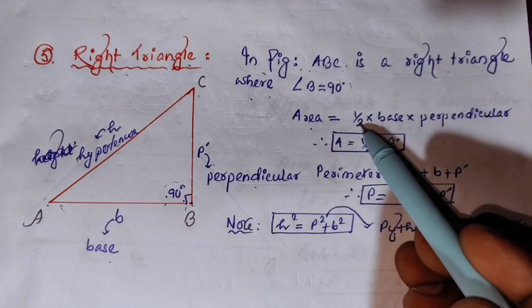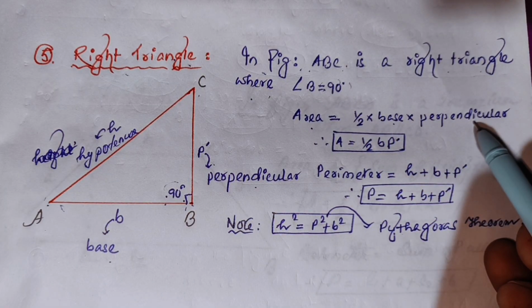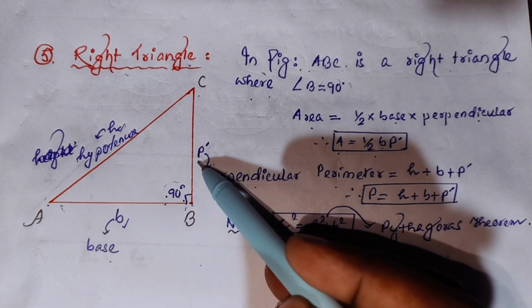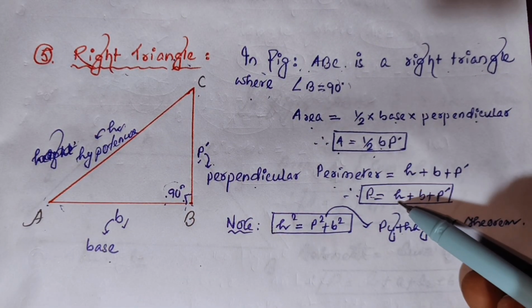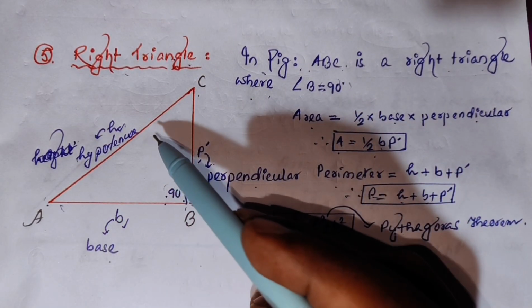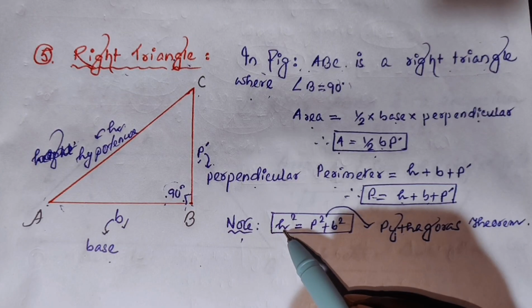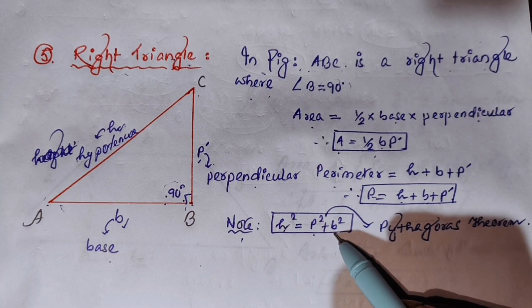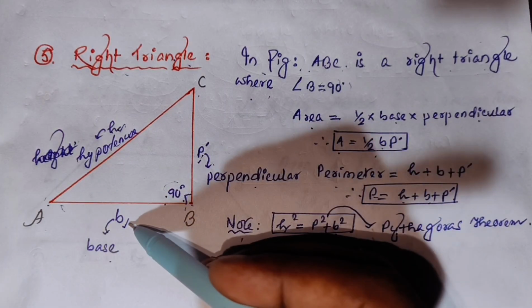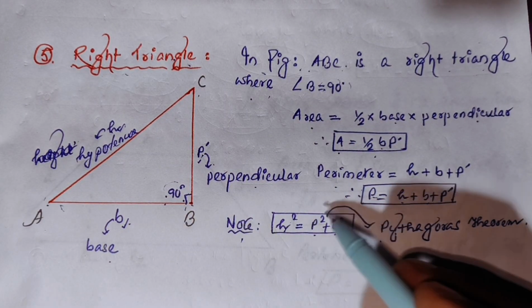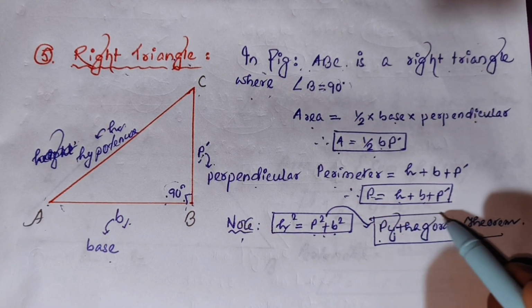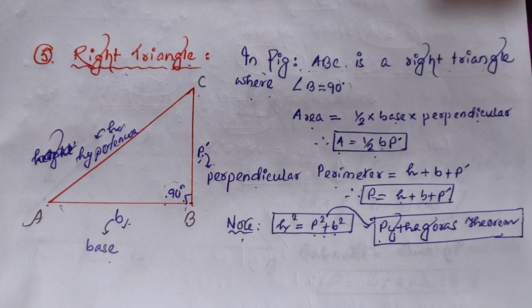Area, half into base into perpendicular. Perimeter, sum of all the three sides. Three sides, the lengths a plus b plus p'. That's why P is equal to a plus b plus p'. Note, my dear students, since it is a right triangle, so we can write h square equal to p square plus b square. It means hypotenuse square equal to perpendicular square plus base square. This theorem or this formula is called Pythagoras theorem.